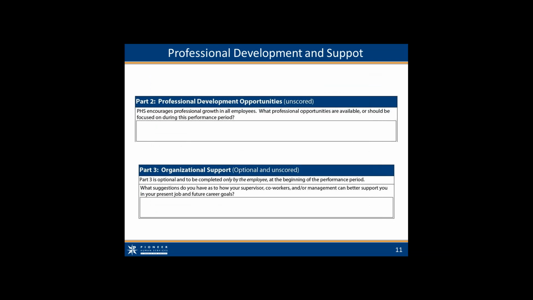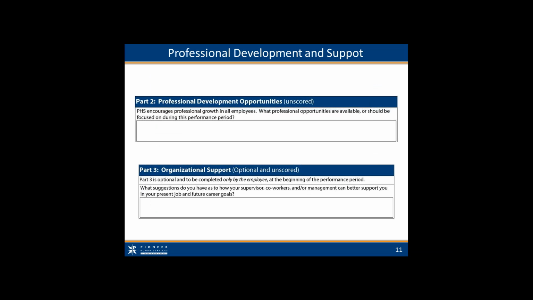Professional development and support. The next 2 sections are unscored, but something a supervisor needs to pre-plan prior to your review with the employee. You should be thinking about succession planning, skill deficiencies, and future organizational needs. You need to know your training budget and research available opportunities.